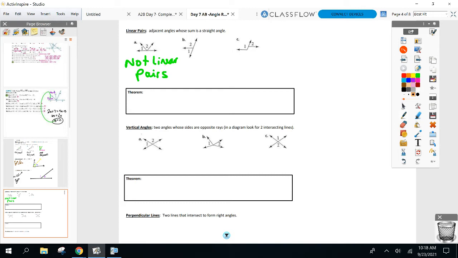Linear pairs? Are they adjacent and form a straight line? Yes, so they're linear pairs. And how about C? Those look linear? No, they're not even what to begin with. Forget about a line. They're not even adjacent to each other. They don't share a vertex, so we can stop talking right there. Not a linear pair.